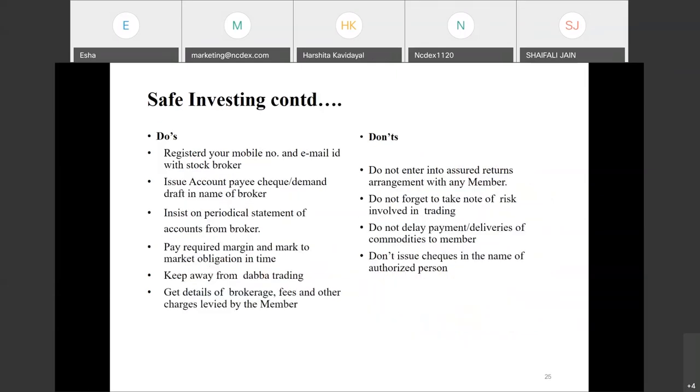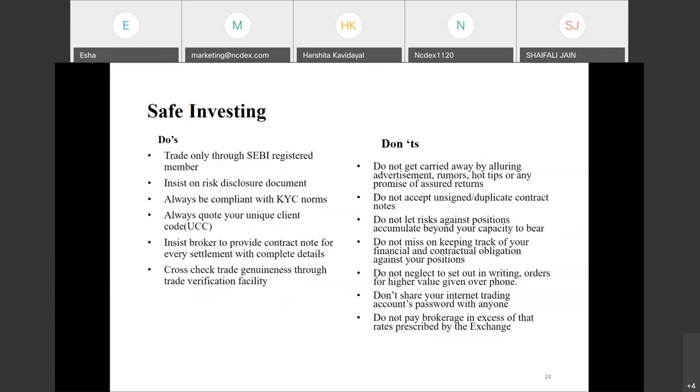So these are the do's and don'ts. You should not be carried away by alluring advertisements. As all of you know, don't accept any duplicate or unsigned contract note. Don't let the risk against your position accumulate beyond your capacity. These are all don'ts. And before that, it is also written here, don't indulge in dabba trading. Dabba trading means trading outside the exchange platform.